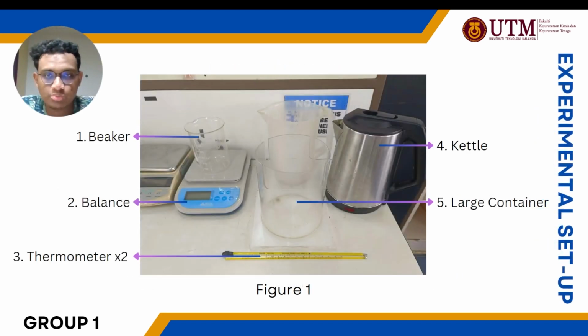The next part is the experimental setup. As you can see in Figure 1, in this experiment we use number 1, the beaker, number 2, the balance, number 3, the thermometer, number 4, the heater, and the last one, number 5, the large container.